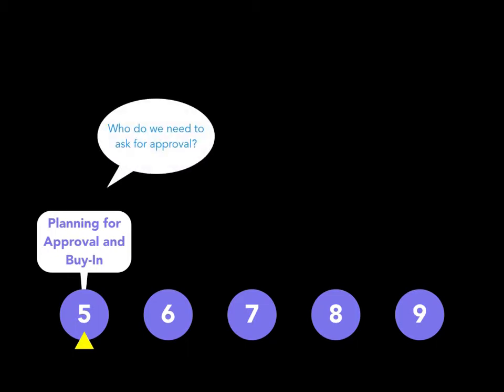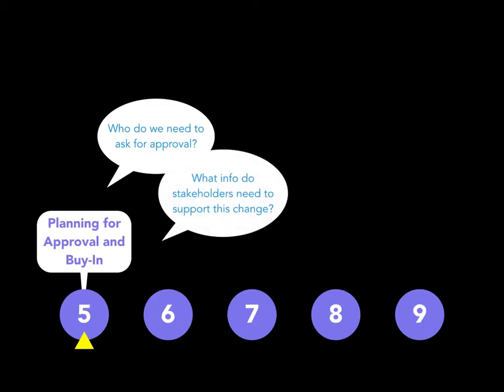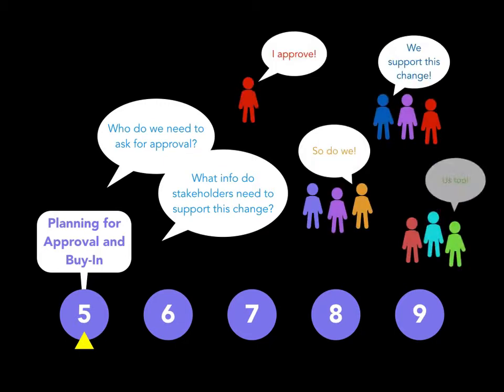During Meeting 5, we will focus on getting approval to make the change and building buy-in among key stakeholders. Who do we need to ask for approval to make this change? What information do stakeholders need in order to support it? Tasks that address these areas will set the foundation for successful changes by making sure we have widespread support in the community.